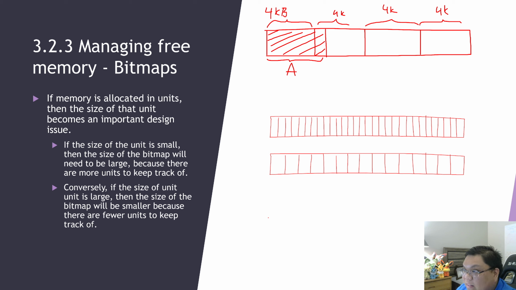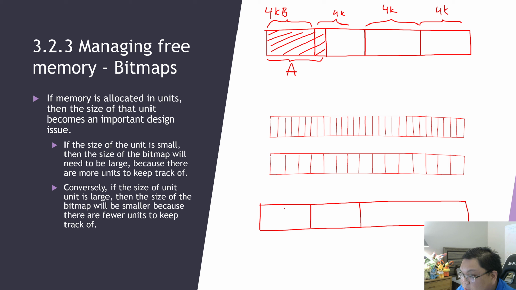If we instead divided our memory into 2 kilobyte pieces, that means there are more pieces we have to keep track of, but now these units are smaller, so if we allocate memory to our same 5 kilobyte process, we allocate 5 units of memory to process A.